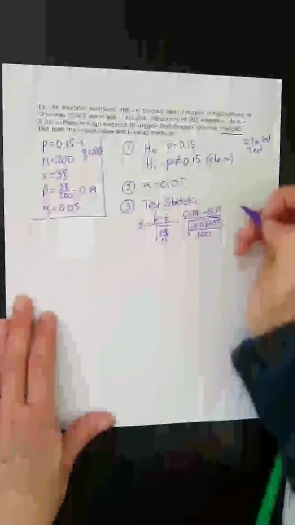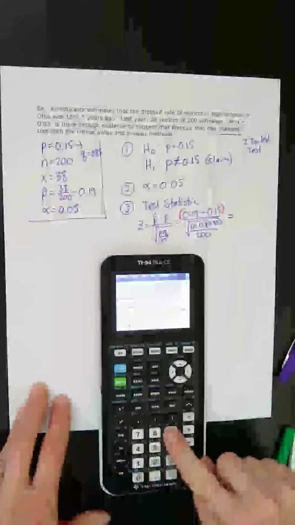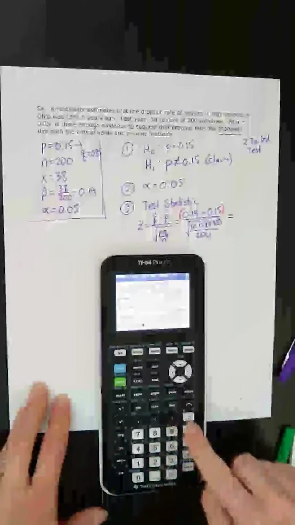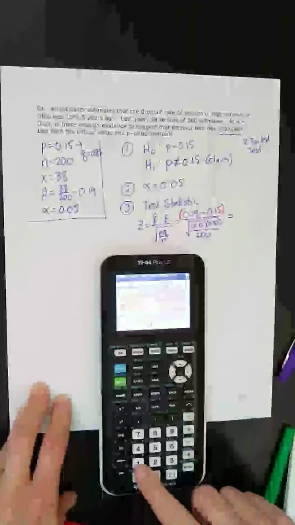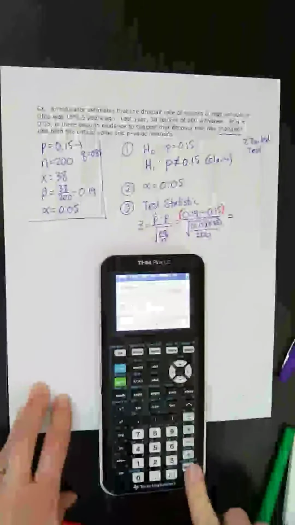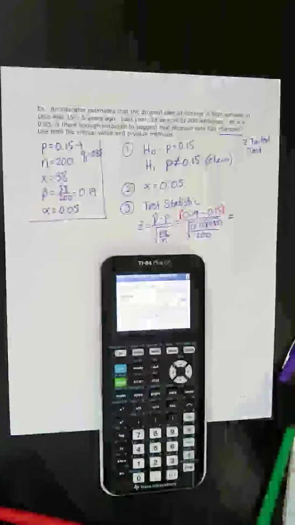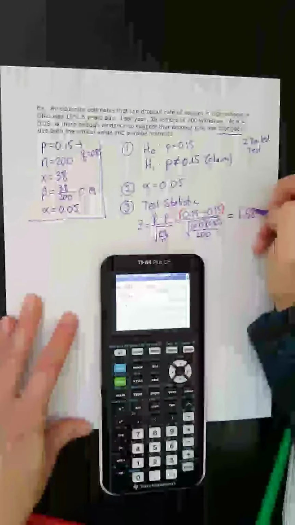And n is 200. Do this all at one time in your calculator. Be sure to have parentheses around the top. Don't forget the division sign and the big square root sign. And test statistics, we round to 2 decimal places. So 1.58.